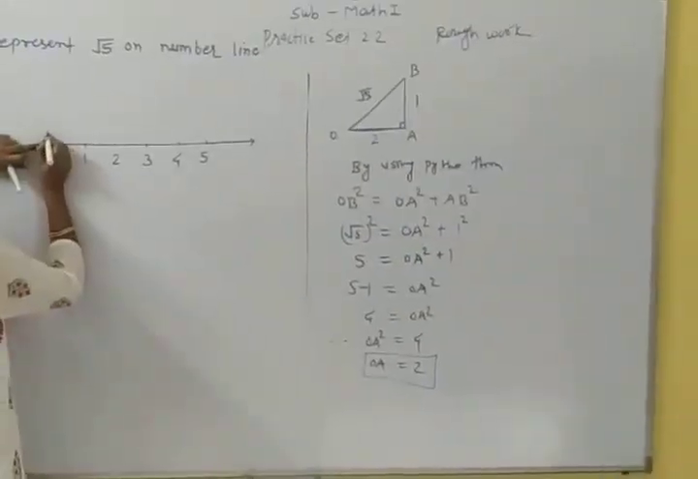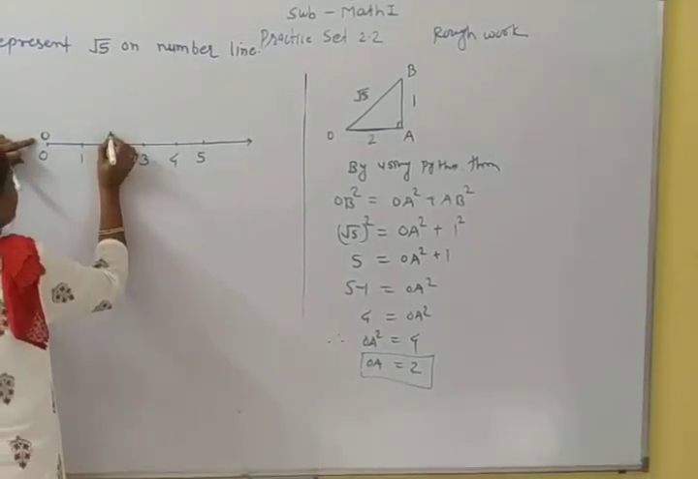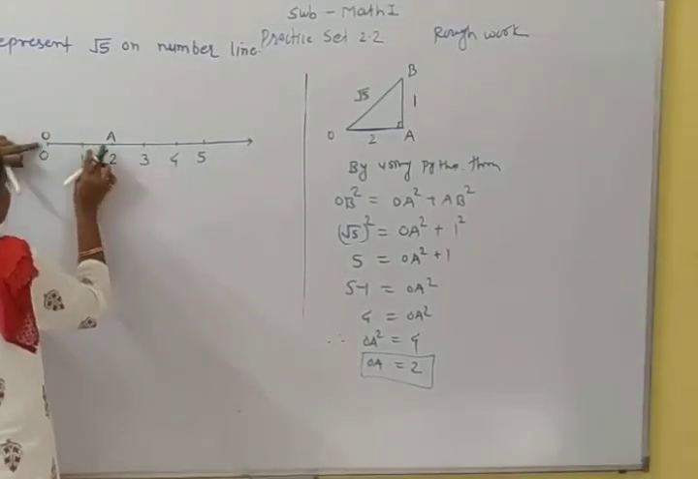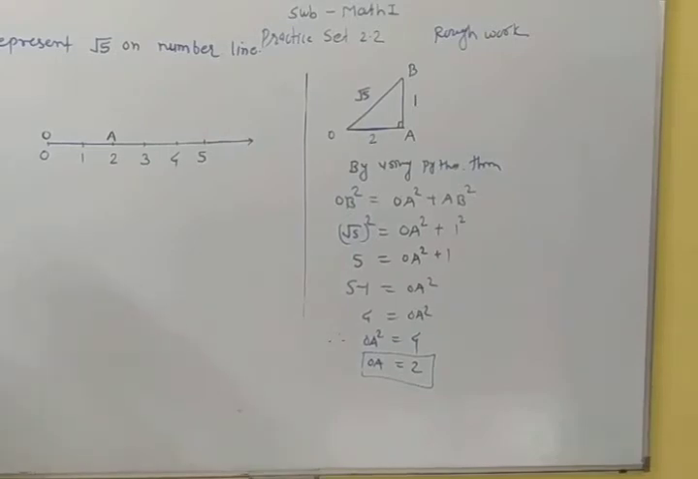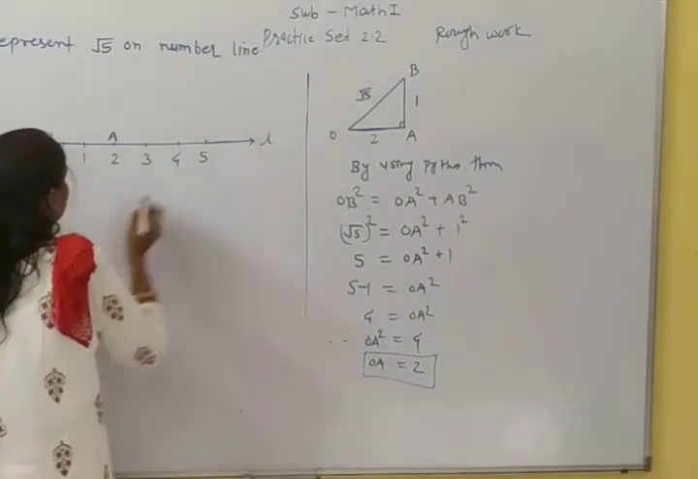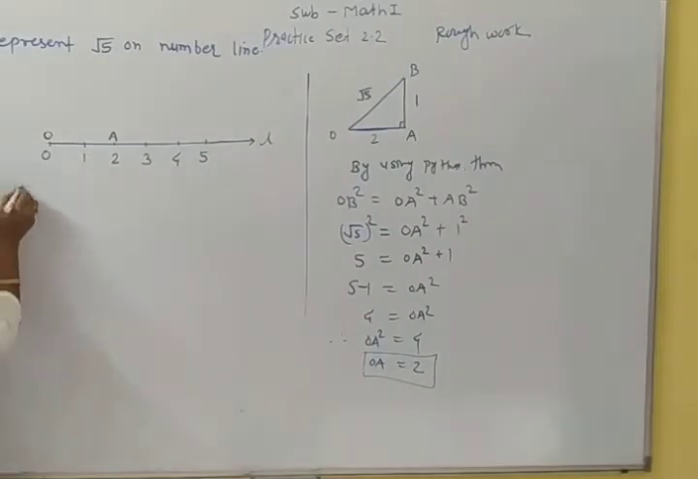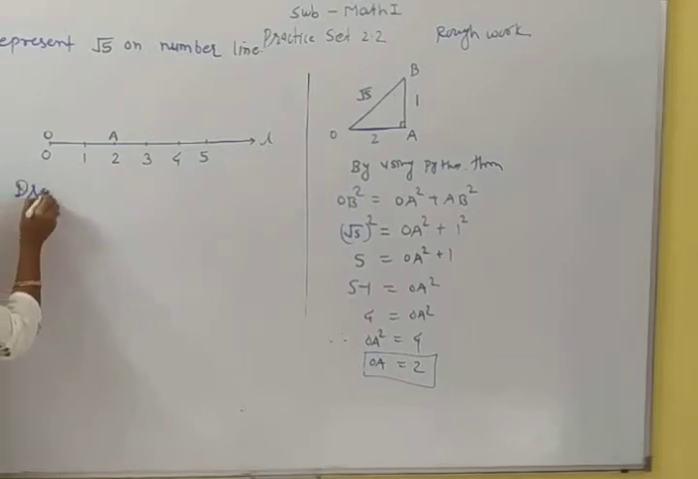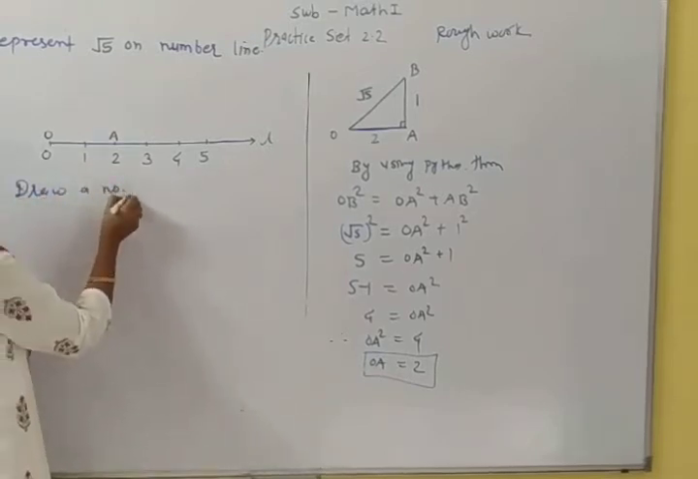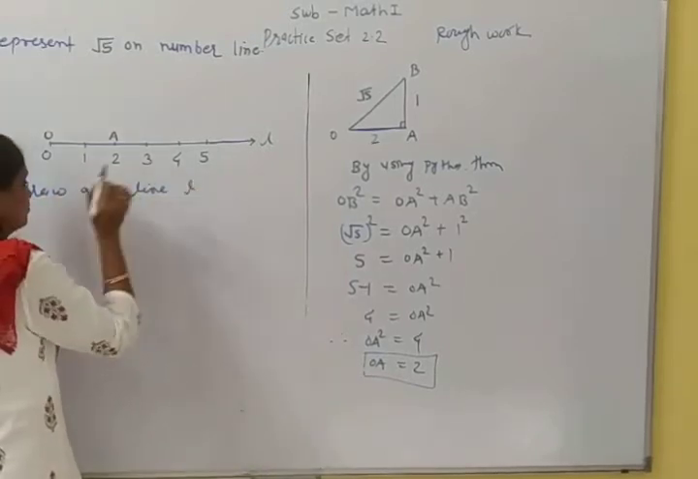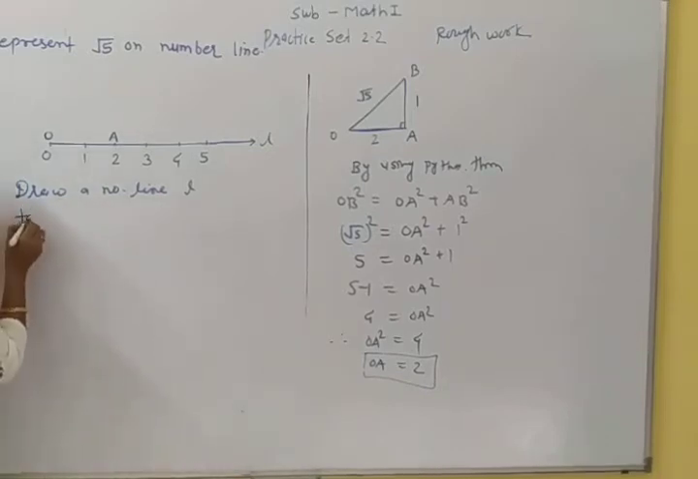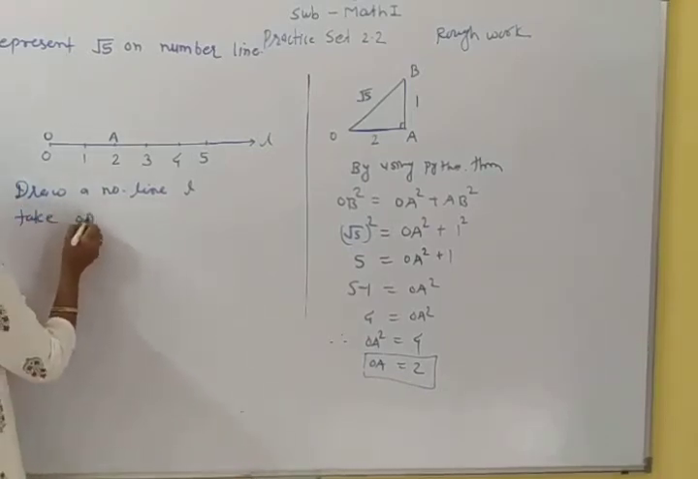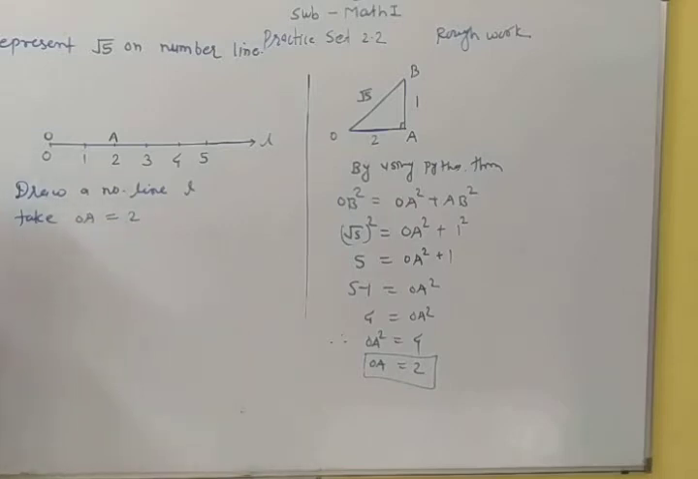This is O and this is A. So take a distance OA equal to 2. This is line L. Draw a number line L. Okay. Then take OA equal to 2. Then draw perpendicular.